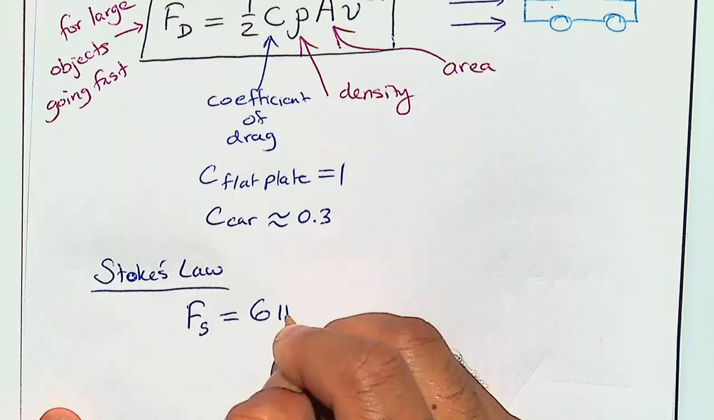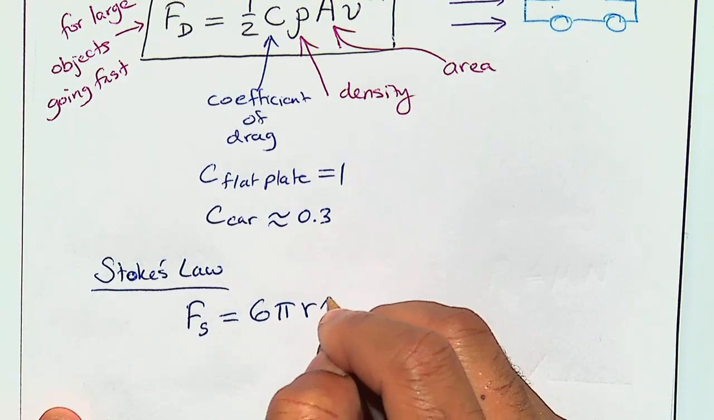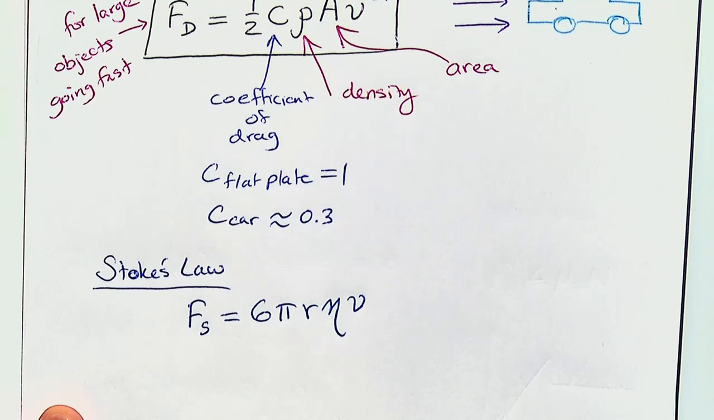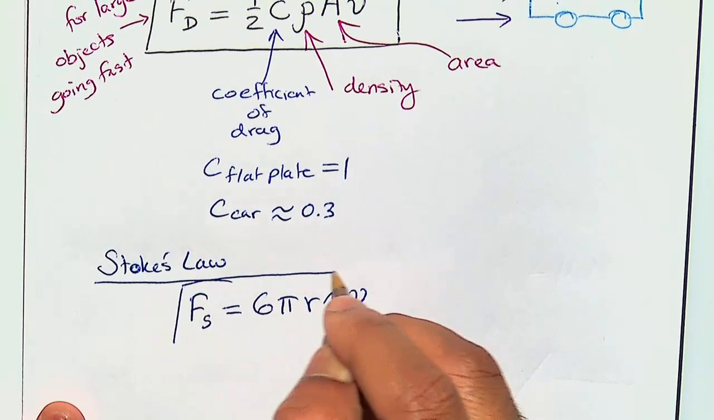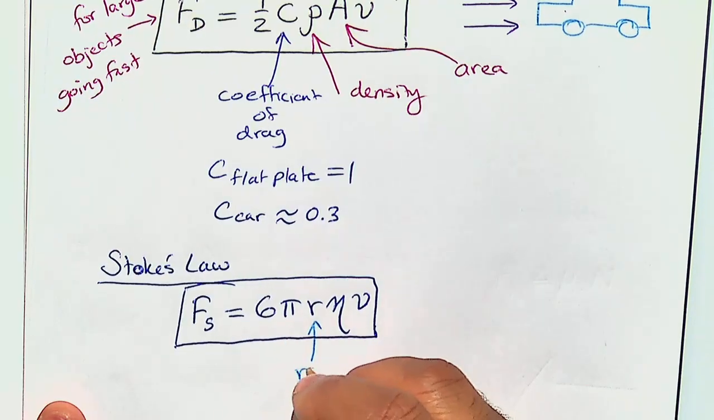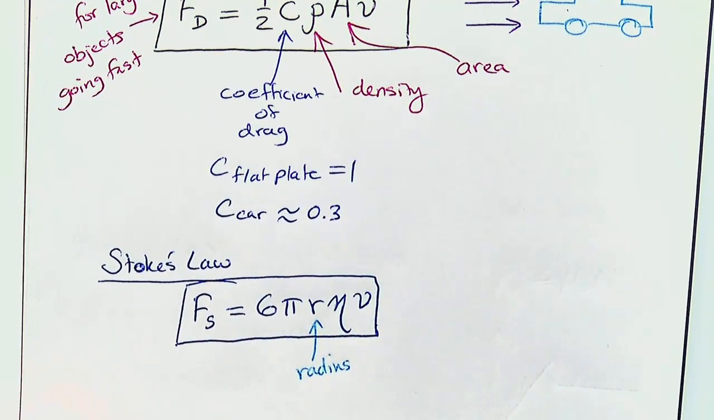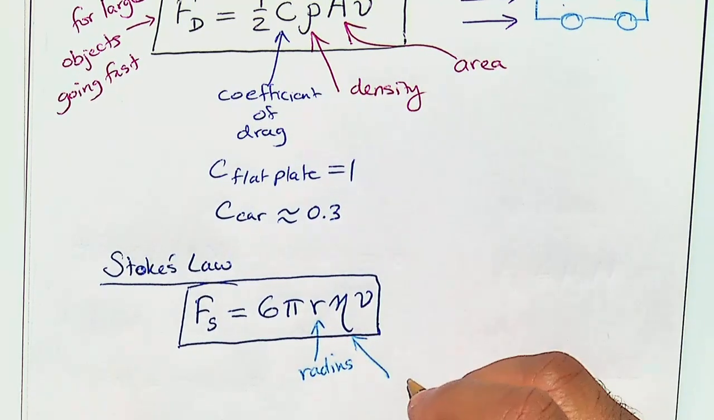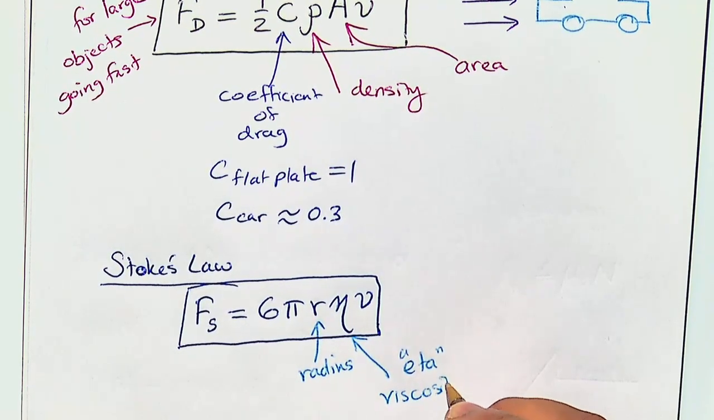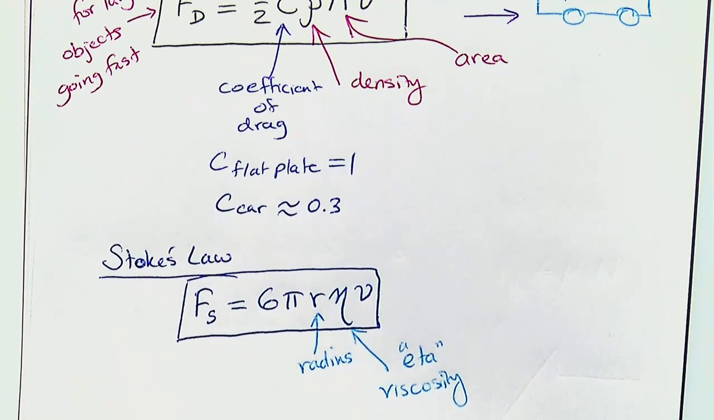And that's going to be 6 pi r eta v, with the Greek symbol eta, and velocity. Again, we'll go over what the terms are. 6 pi, those are numbers. The r here is radius. Think about dropping a small bead into oil or something like that. So what's the radius of that bead? This eta, Greek eta, is the viscosity of the fluid. What's viscosity?